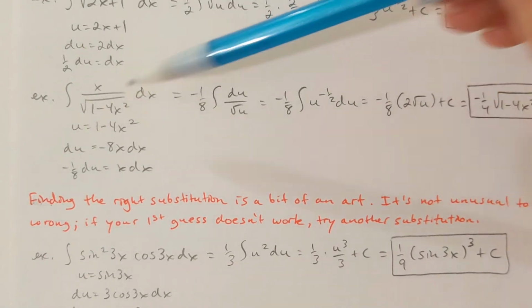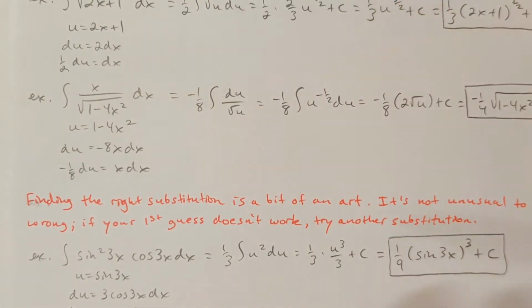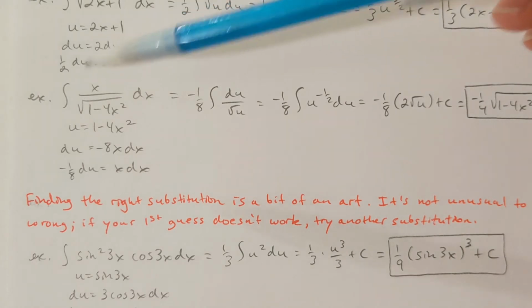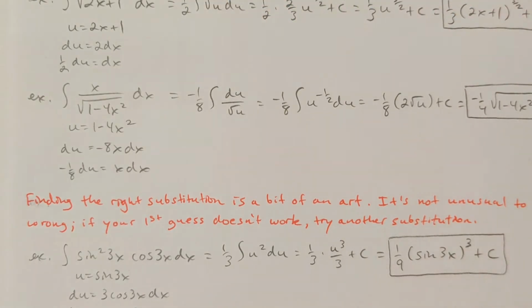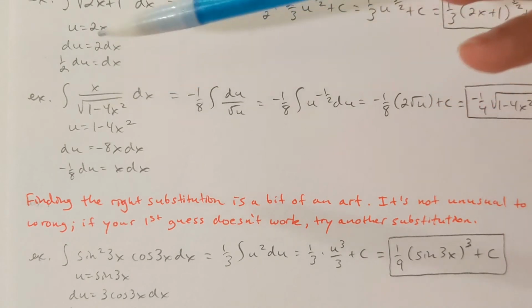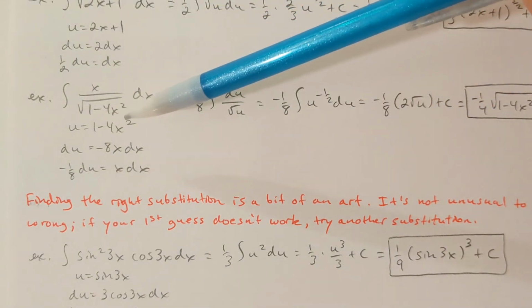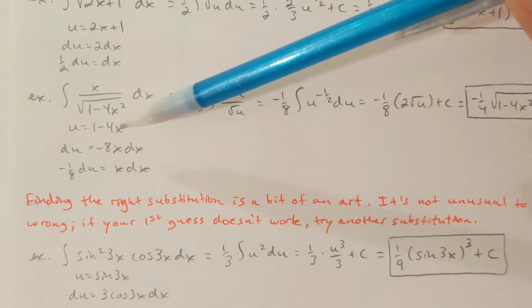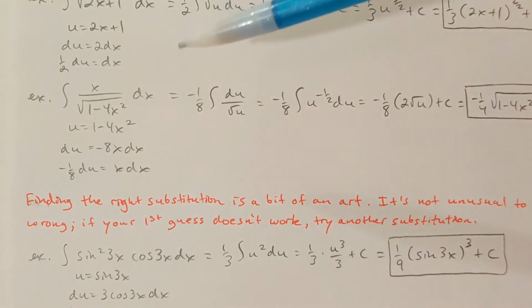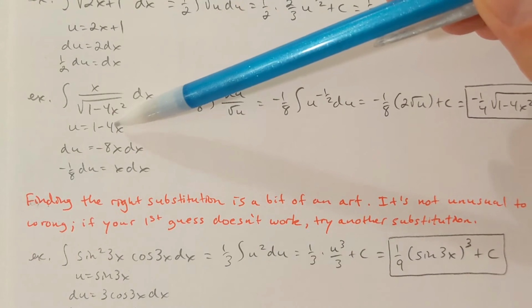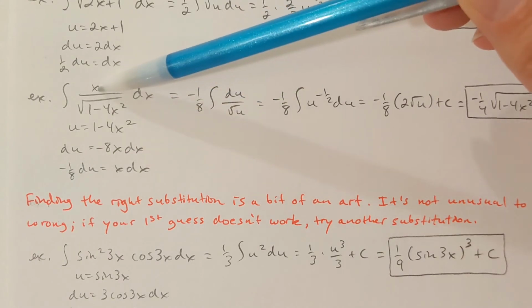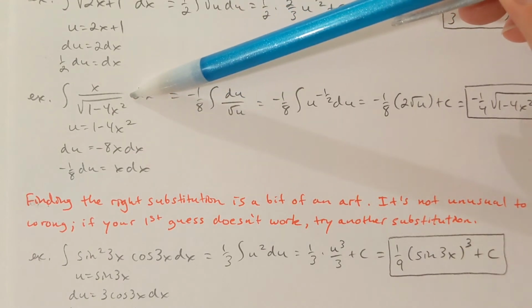Let's take a look at this one. Let's integrate x divided by the square root of 1 minus 4x squared dx. Well, let's let u be 1 minus 4x squared, because then when I take the derivative of both sides, du would be negative 8x dx. And I've got an x dx in the numerator.